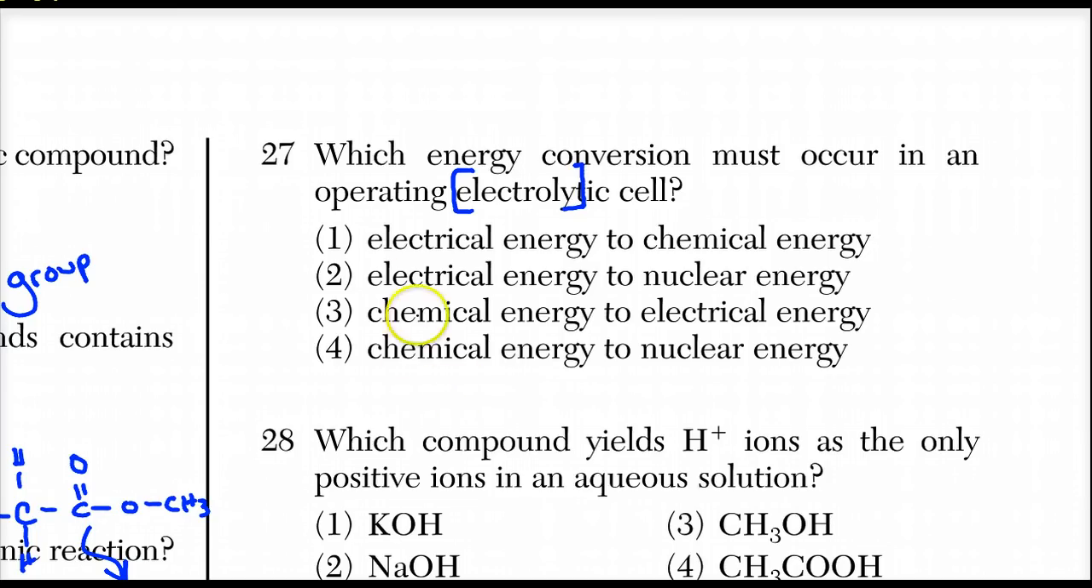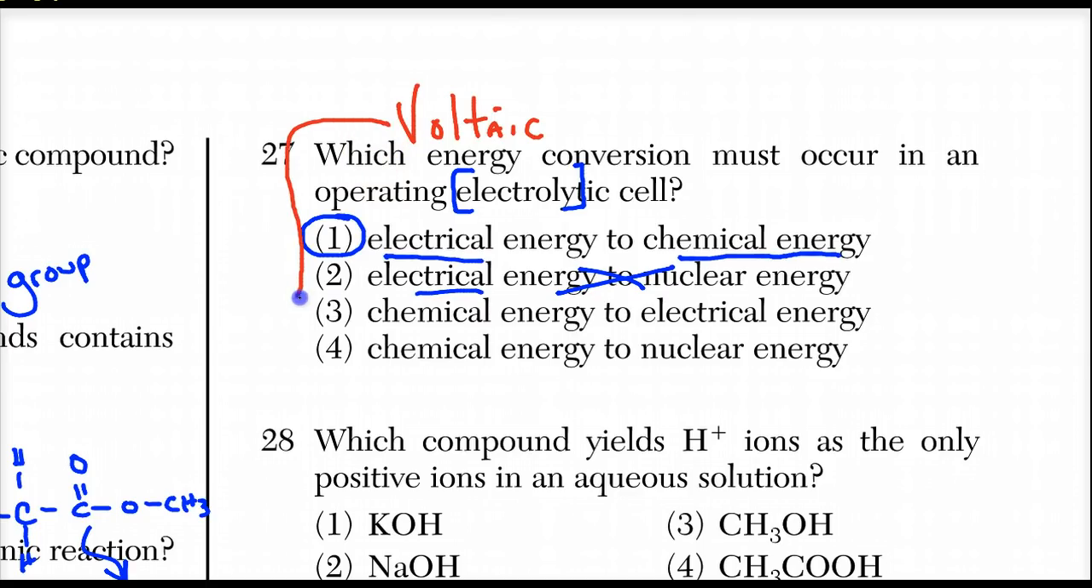So we take electrical energy from the battery to make nuclear energy? No, that'd be interesting. To make a chemical reaction, which is chemical energy. So you had to realize that this is not the battery. The battery is called a voltaic because of Alessandro Volta and his first battery. And a battery would take chemicals to make electrical. So the battery would be number 3.